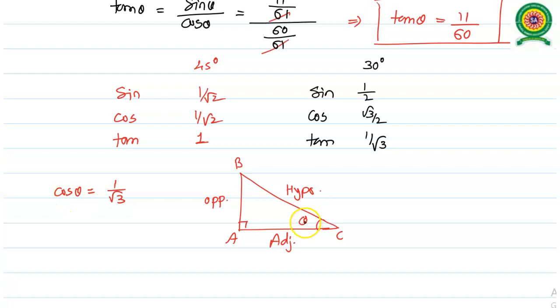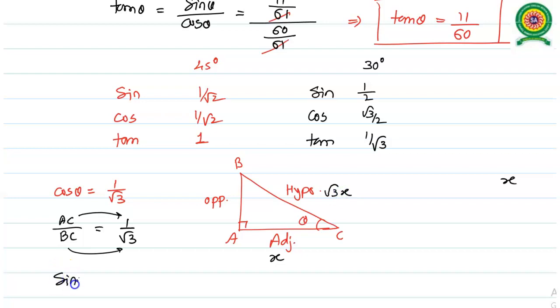So cos of theta is adjacent upon hypotenuse, that means AC divided by BC is equal to 1 upon root 3. That means AC is some scalar multiple of 1. We are assuming the scalar multiple is x. So 1 into x, x is the value of the adjacent side, and BC is the same scalar multiple of root 3. That means the value of hypotenuse BC is root 3x.